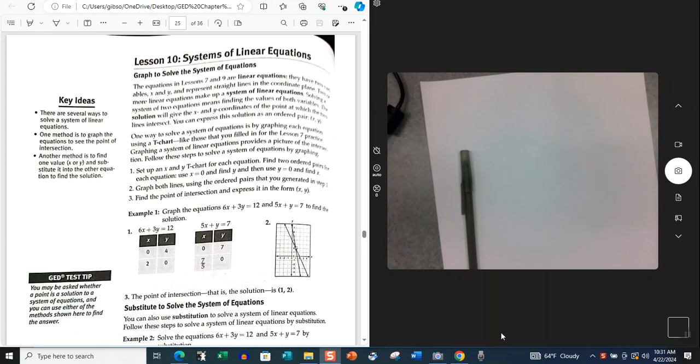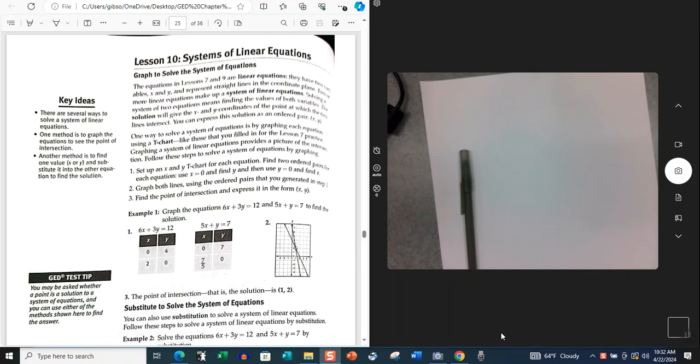Class, we're about to start lesson 10 from chapter 6 called System of Linear Equations. As you see, my copy is not as good as the copy in your textbook. So we're actually on page 376. It says here, graph to solve the system of equations.